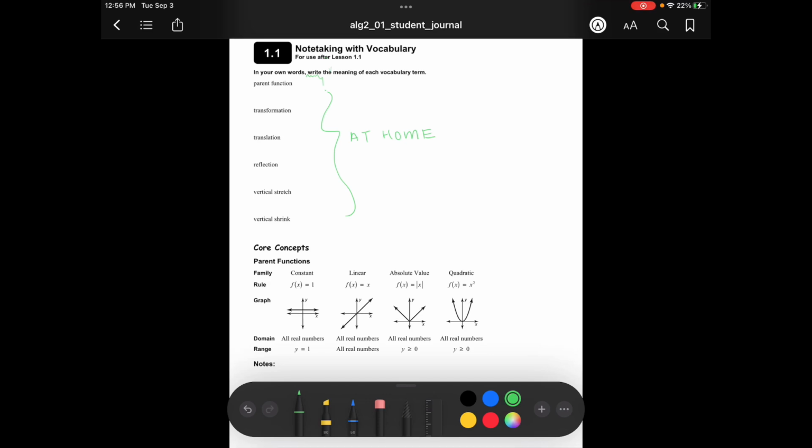To start off, these vocab words should be done at home. They're in your book. We've also gone over the parent functions during last class, the 4 types that we're going to be looking at: the constant, linear, absolute value, and quadratic.